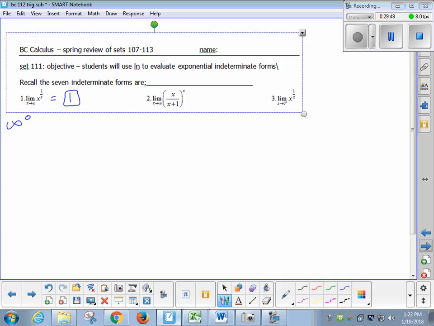What are the 7 indeterminate forms? 0 over 0, infinity over infinity, 0 times infinity, true. What else? Infinity minus infinity. Okay, yes. 0 to the 0, 1 to the infinity, and infinity to the 0. Okay. All right. Going back to this then.